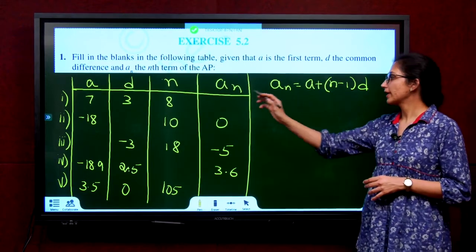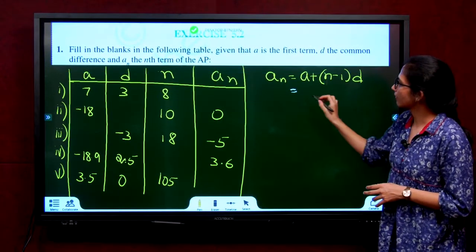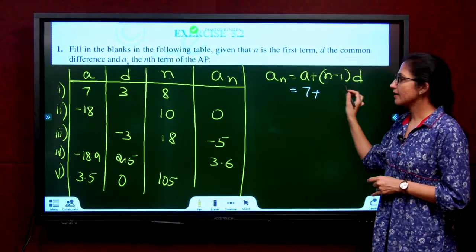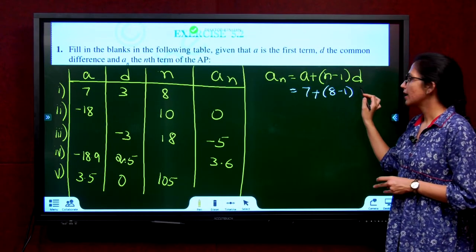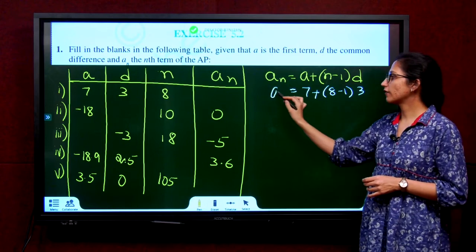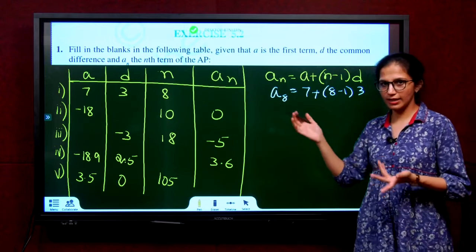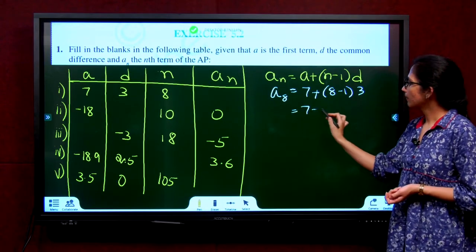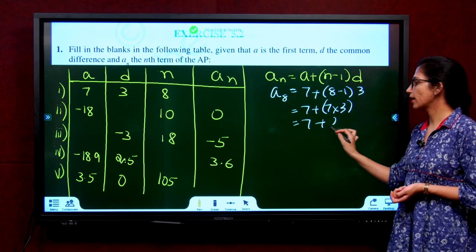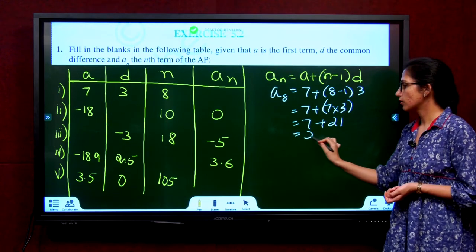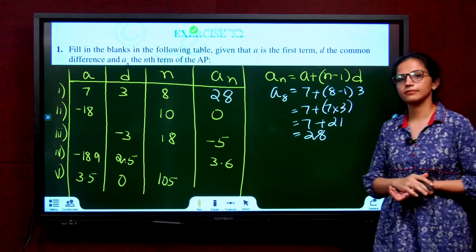In the first one, A given is 7. A is 7 plus N minus 1. What is this N? 8 minus 1. D given is 3. So here you are finding AN, the 8th term, where N is 8. So 7 plus 7 into 3. 7 into 3, 21. 7 plus 21, 28. So the first answer here is 28.